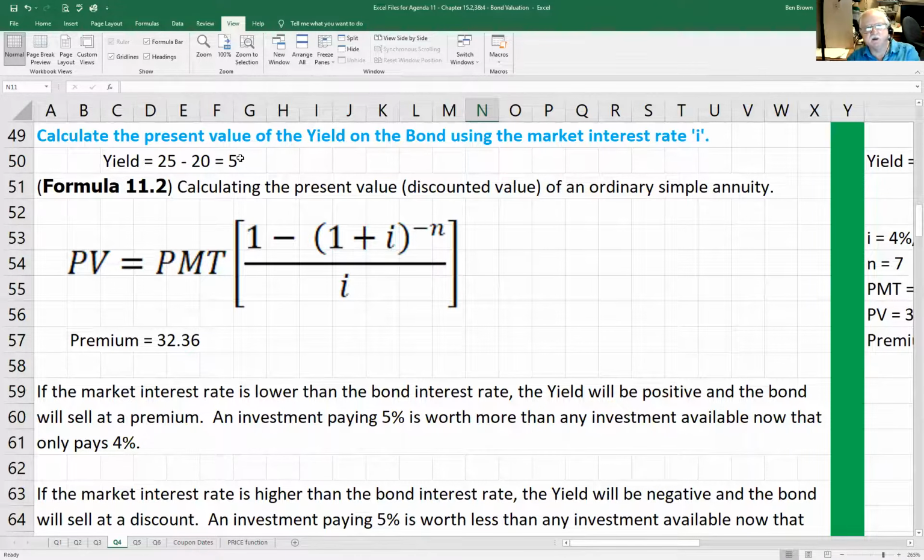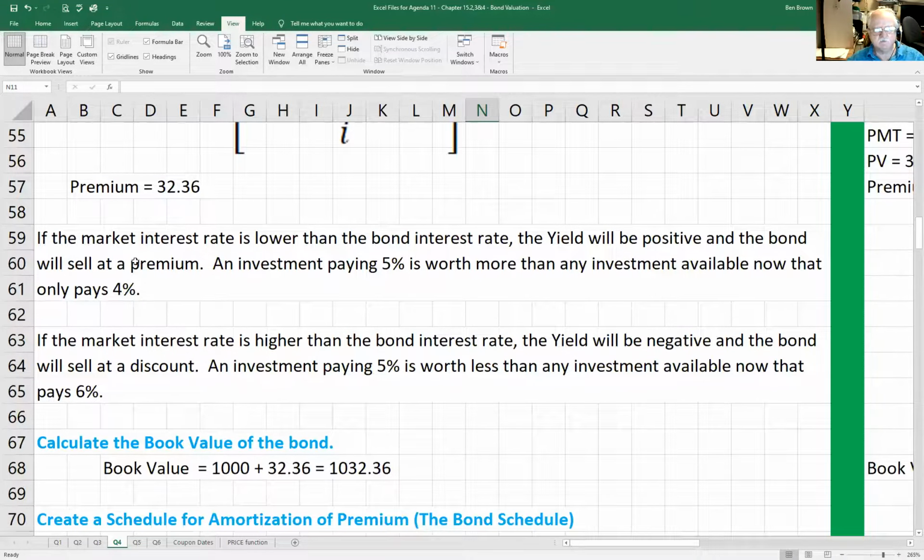Rather than calculating the two present values and taking one away from the other, they just go 25 minus 20 equals 5, and they just calculate the present value of this income stream because this coupon is worth $5 more than any coupon you could buy in the market today. So I've tried to explain that.